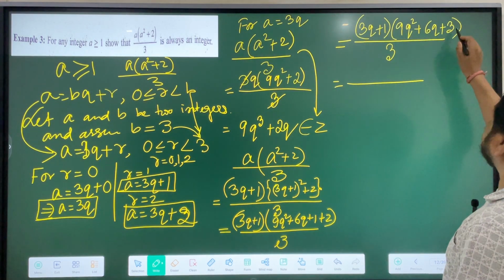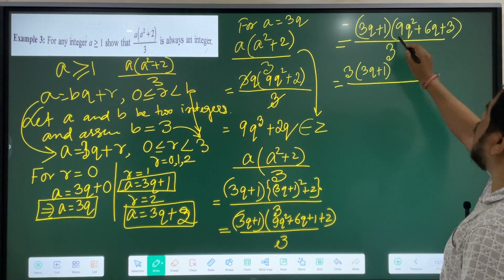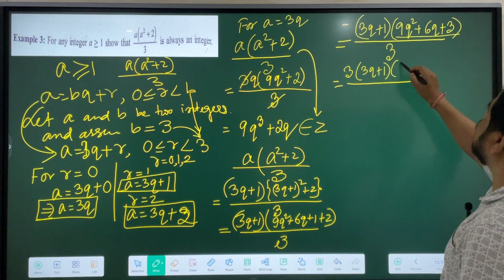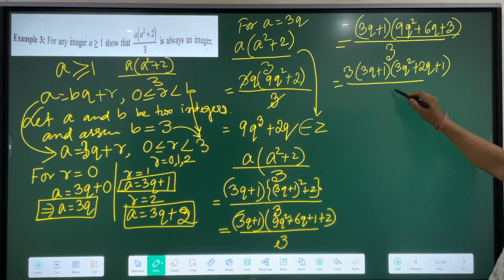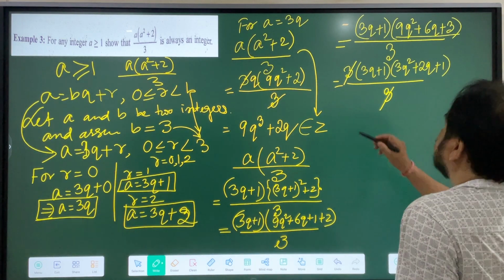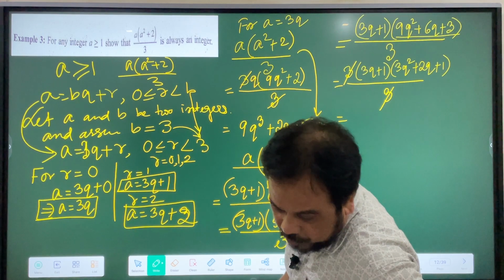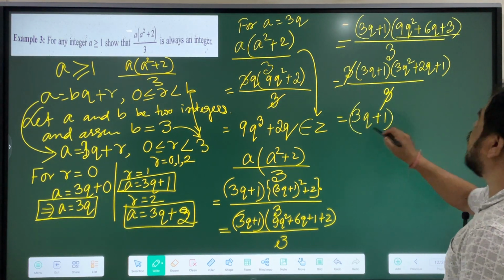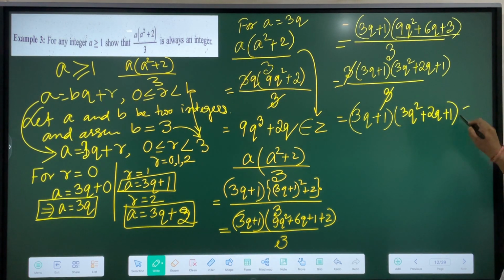Now 9, 6, 3. 3 can be taken common. I am taking 3 common from here. So in multiplication, you can take it anywhere. 3 threes are 9, 3 twos are 6, 3 ones are 3. So the 3 cancels. Even if you don't multiply out, actually there is no problem. No need to multiply. So we get 3q plus 1 into (3q square plus 2q plus 1), which belongs to Z.